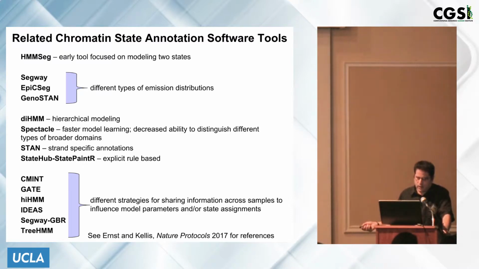And there are a number of different approaches that have been proposed to handle the situation where you have multiple different cell types, and to leverage that type of structure in either inferring the model parameters or the state assignments. But for the general use case, in most cases, the standard ChromHMM method is what most people have been adopting for a variety of applications.